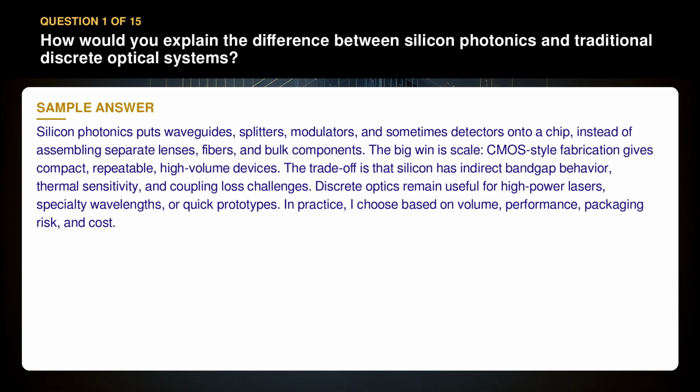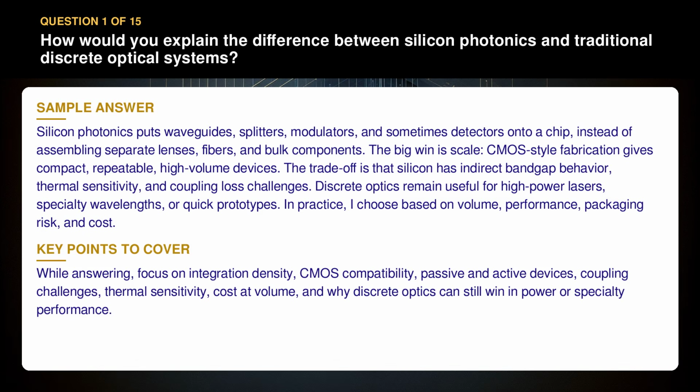The trade-off is that silicon has indirect bandgap behavior, thermal sensitivity, and coupling loss challenges. Discrete optics remain useful for high-power lasers, specialty wavelengths, or quick prototypes. In practice, I'd choose based on volume, performance, packaging risk, and cost. While answering, focus on integration density, CMOS compatibility, passive and active devices, coupling challenges, thermal sensitivity, cost at volume, and why discrete optics can still win in power or specialty performance.